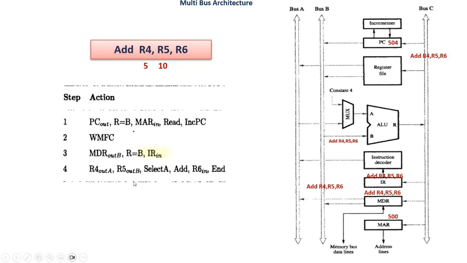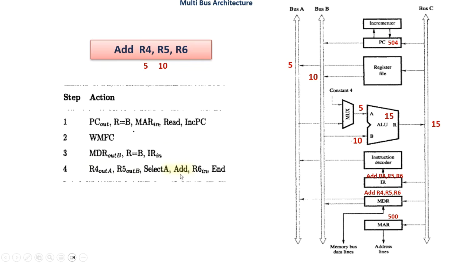In the fourth step, the actual execution is carried out. Here the R4 value can be taken into bus A. All the general purpose registers are present in this register file. The R4 register content is 5, which can be moved into bus A, and the R5 content can be moved into bus B. Then in this multiplexer, the A value can be selected. That means the 5 can be moved here.